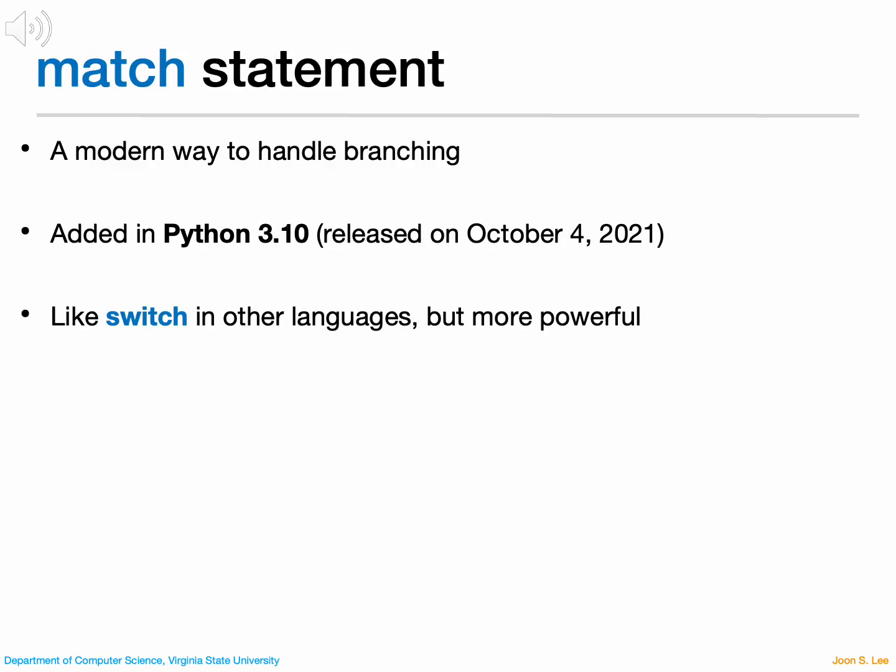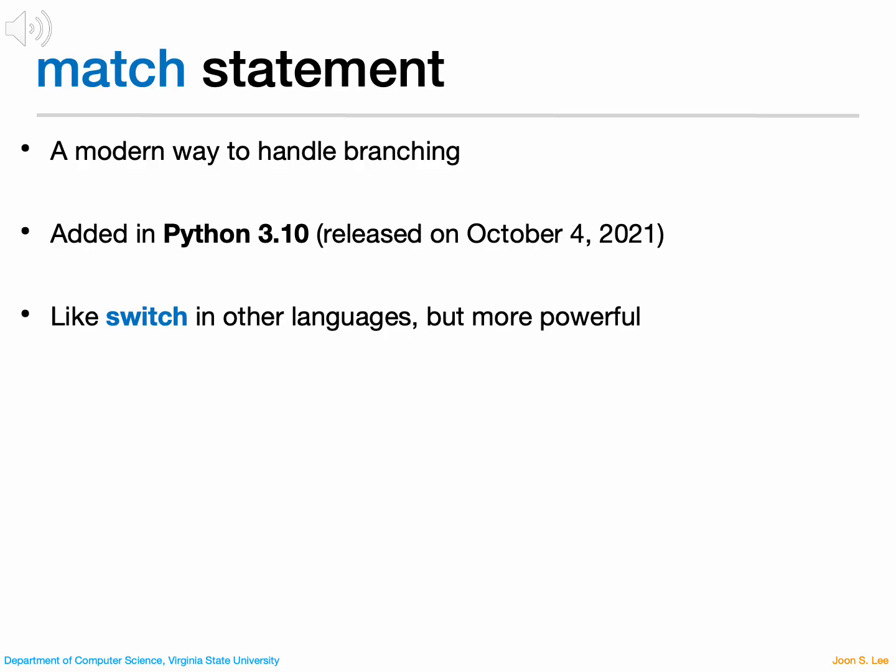The match statement is a modern way to handle branching in Python programs. It was added in Python 3.10, released on October 4, 2021, so it's still a relatively new feature. If you've seen other programming languages like C, Java, or JavaScript, they have a switch statement. Python's match works in a similar way, but it is more powerful.